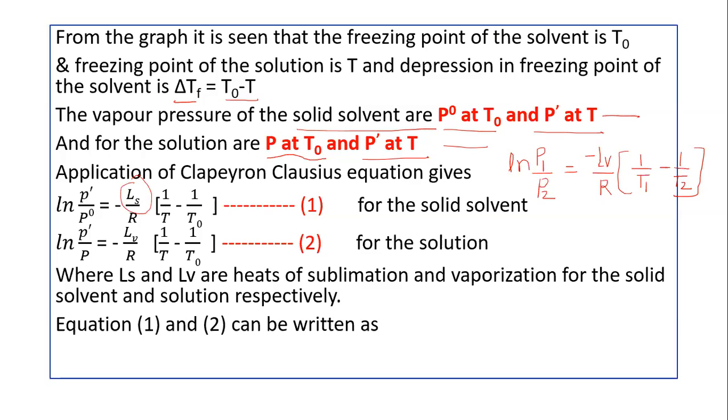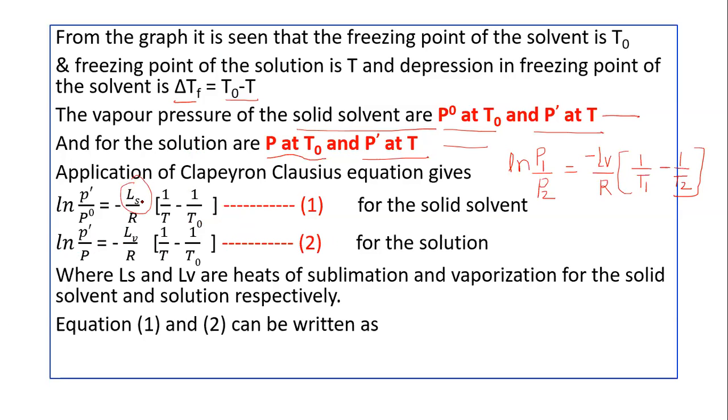Now for the solution, at vapor pressure P the corresponding temperature is T0, and at vapor pressure P dash the corresponding temperature is T. Similarly, we can apply the integrated form of the Clapeyron-Clausius equation: ln P dash upon P is equal to minus LV upon R, 1 upon T minus 1 upon T0. This is for the solution.